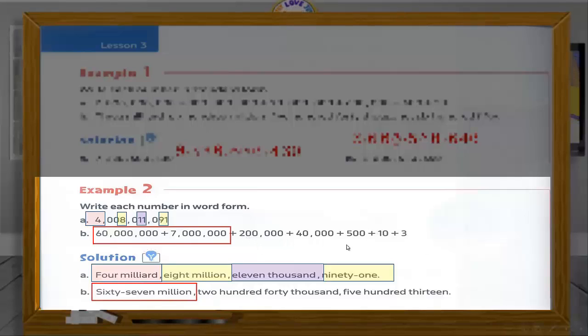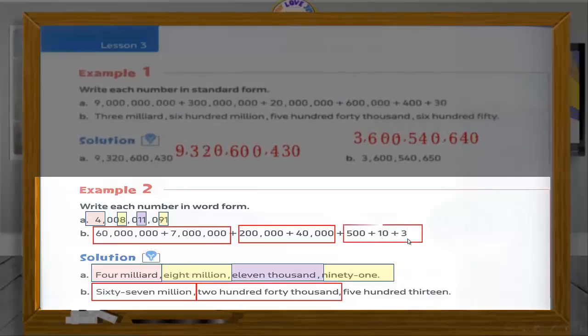200,000. Do you see any thousand? Yes, we have 40,000. 2 numbers together is a period like this. 240. What? In which period? In thousands. So you should say 240,000. 513. Right? 513.